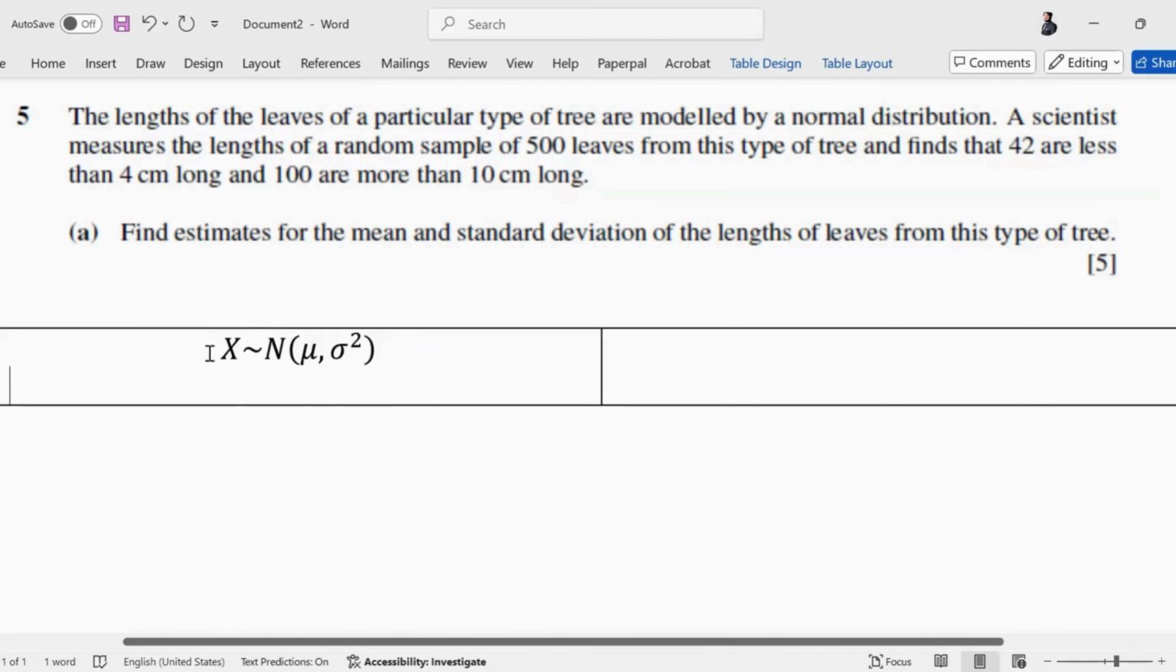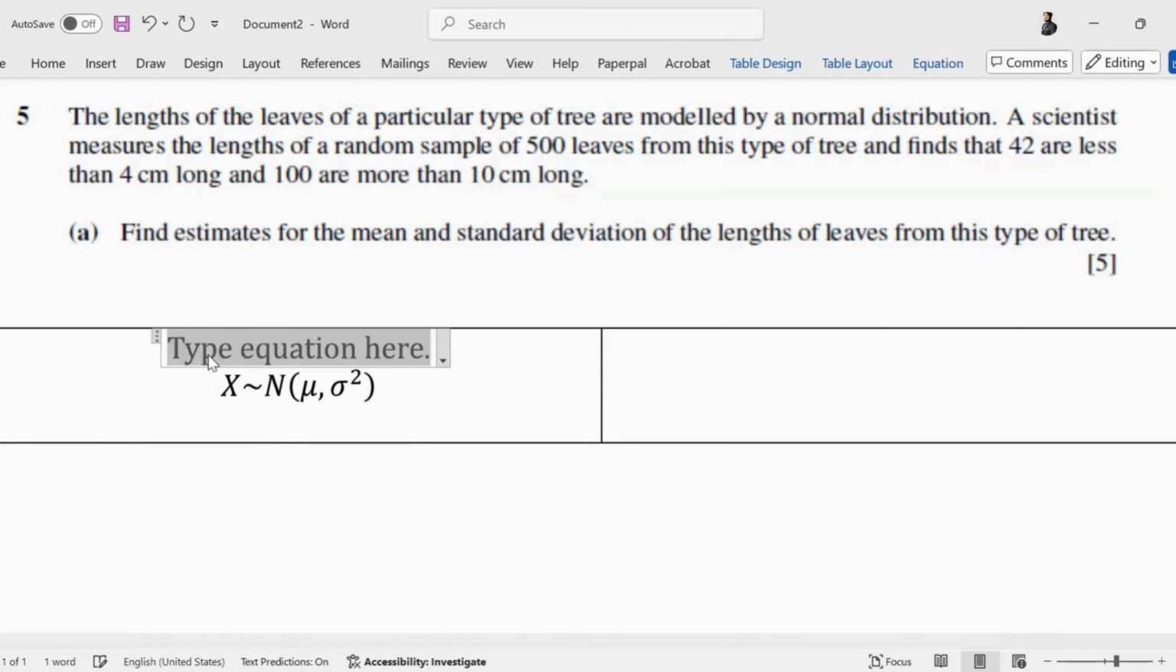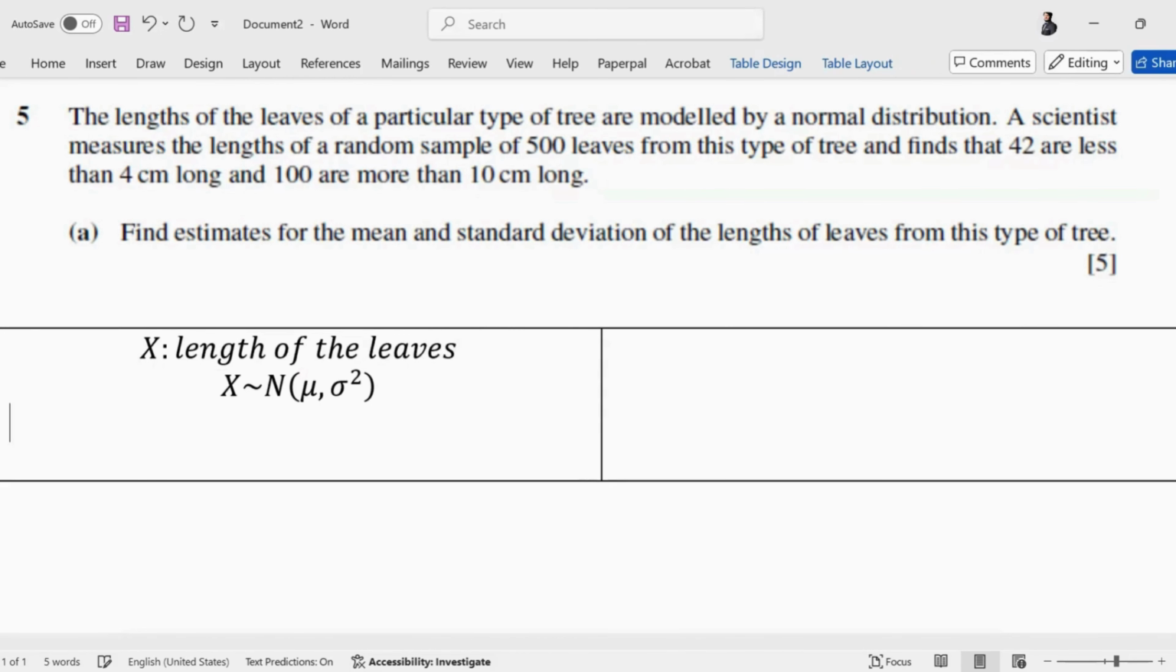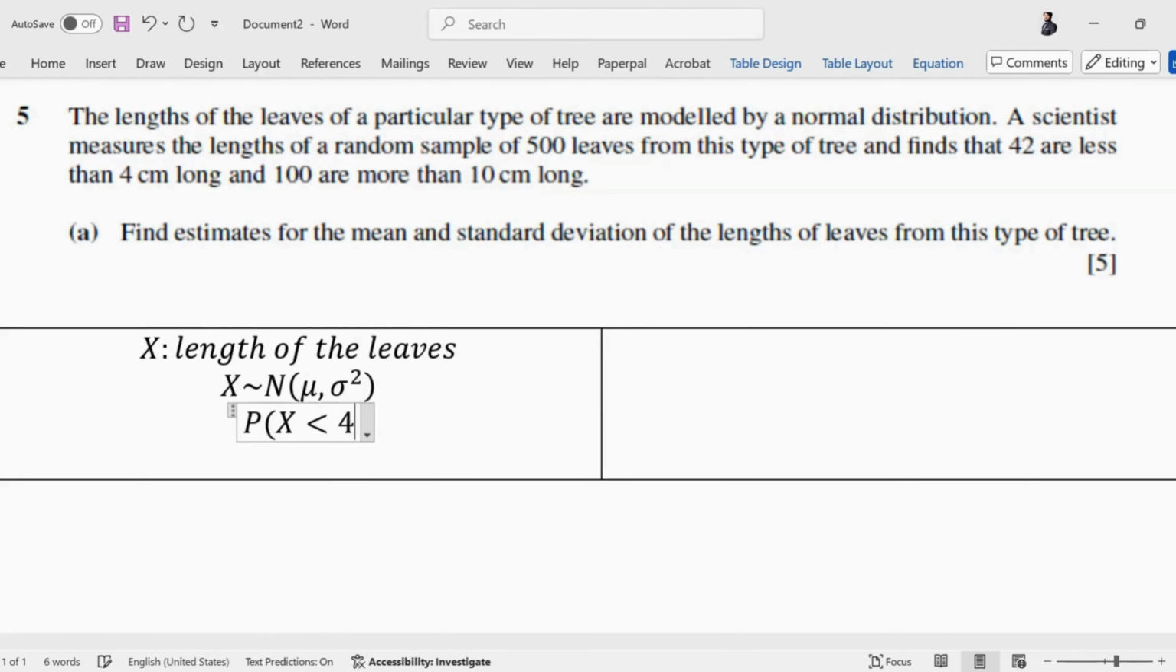And if you're confused about this, you better write it. X is, the question says so, but if you're confused, read the question again, it is the length of the leaves. A continuous variable, write it down, you keep doing that, and then the notes will help you in exams. So the question is telling me that the probability that X, which is the length, is less than 4, this probability is equal to 42 out of 500.